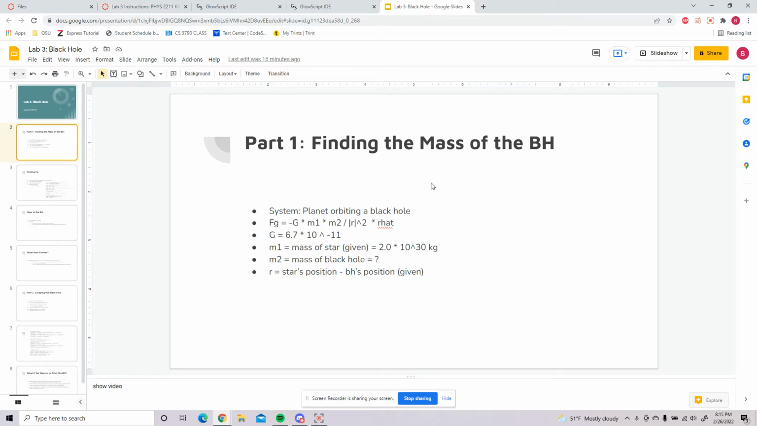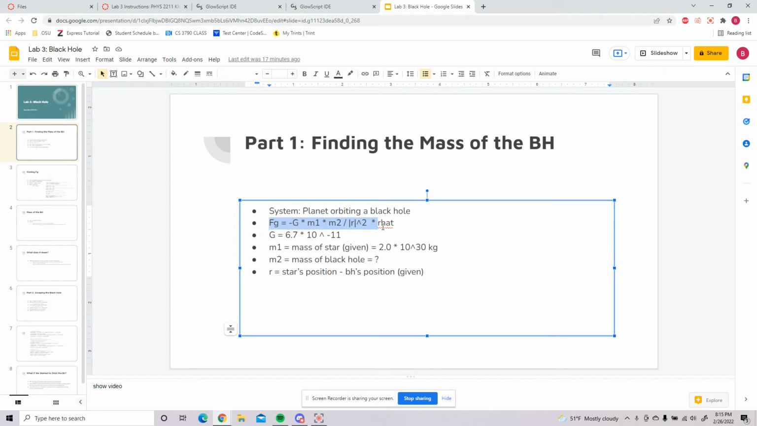I guess the first part of it was finding the mass of the black hole, right? We were given a lot of values for the variables in the universal law of gravitation. We were given G, we were given the mass of star one, and we were given delta r. The star's position in the code was just constantly being updated, given the velocities. And our goal is to just find the mass of the black hole here.